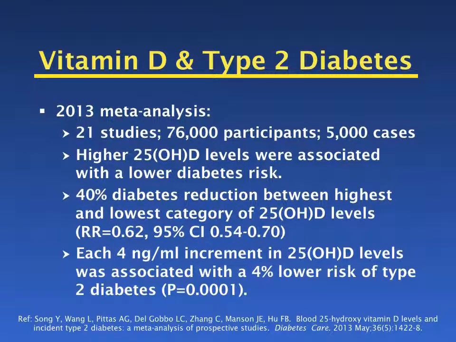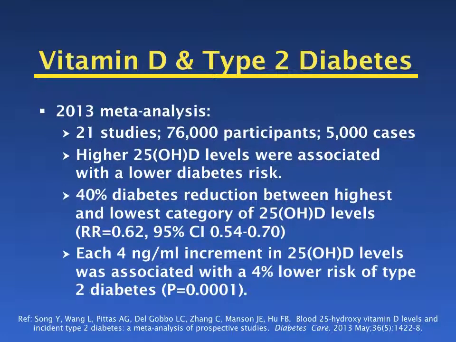A recent meta-analysis published in May 2013 looked at 21 prospective studies to assess the strength of the association between blood 25-hydroxy vitamin D levels and the risk of incident type 2 diabetes. Approximately 76,000 participants and 5,000 incident type 2 diabetes cases were included. The meta-analysis found that higher 25-hydroxy vitamin D levels were associated with a lower diabetes risk.